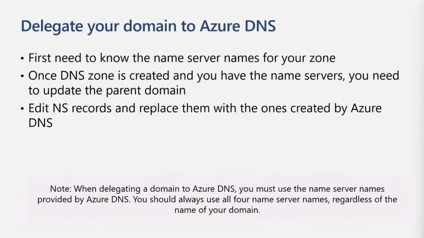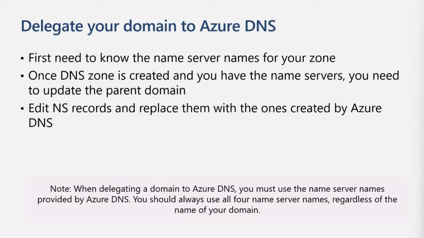So when you're delegating your domain to Azure DNS, you first need to know the name server names for your zone. Each time a DNS zone is created, Azure DNS allocates name servers from a pool. Once the name servers are assigned, Azure DNS automatically creates an authoritative NS record in your zone. Once the DNS zone is created, you have the name servers and you need to update the parent domain. Each registrar has their own DNS management tools to change the name server records for a domain. In the registrar's DNS, you'll edit the DNS records and replace the NS records with the ones Azure DNS created.